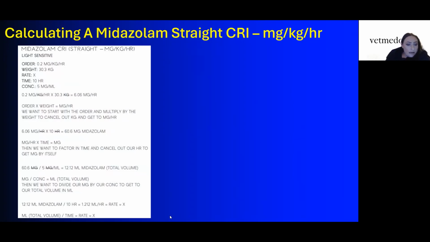Then we want to take milligrams divided by our concentration to give us our mils in our total volume. So 60.6 milligrams divided by 5 mg per mil equals 12.12 mils midazolam total volume. So 12.12 mils midazolam divided by 10 hours gives us a rate of 1.212 mils an hour. We always figure out our rate by taking the total volume in mils and dividing by time.